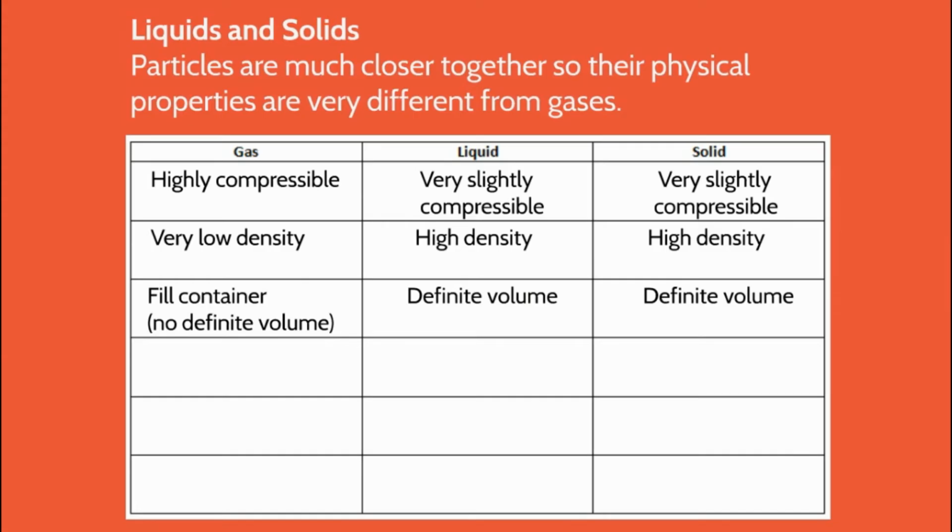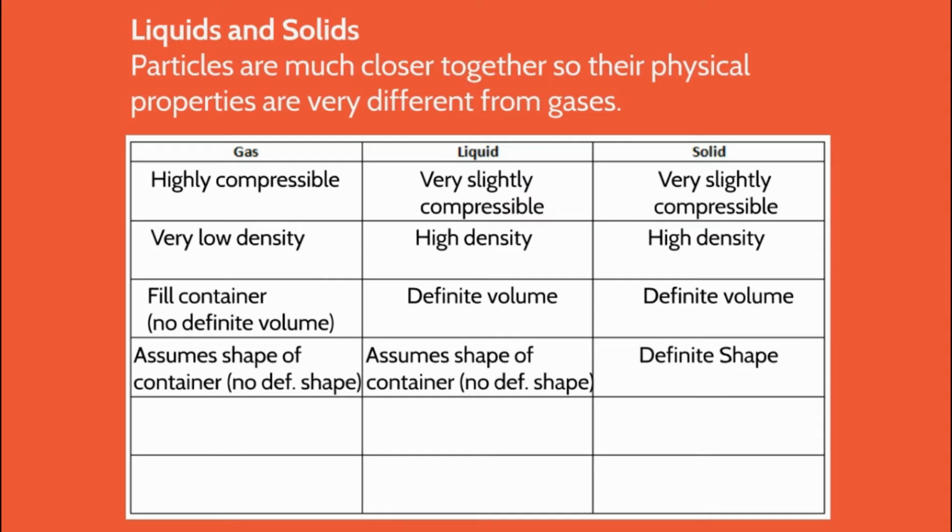Volume. We already did this back in Unit 1. Gases fill their container. They have no definite volume. However, liquids and solids both have a definite volume. Guess what the next one's going to be? Pressure? Nope, we already did pressure. That's compressibility. Temperature? No. Shape. There you go. A gas assumes the shape of its container. No definite shape.